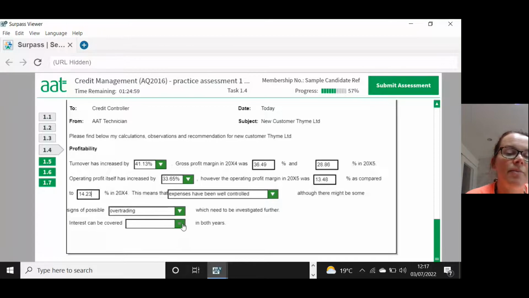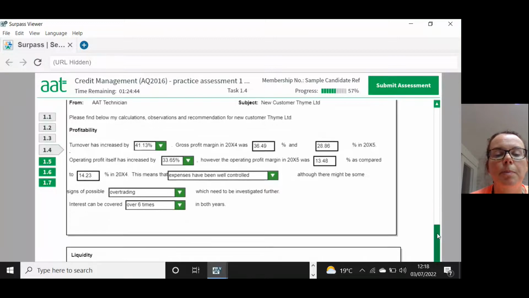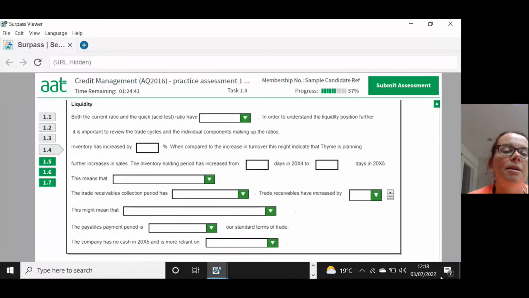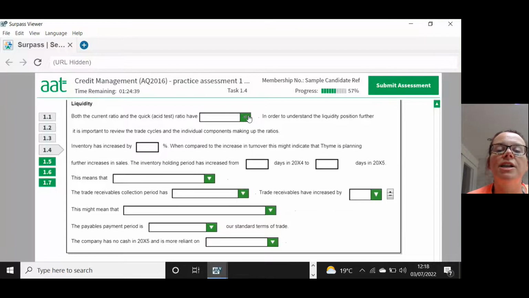Interest can be covered. So interest cover calculation: operating profit divided by interest. If we do that for both years, we get 6 point something, so over 6 times in both years. Liquidity. Both the current ratio and the quick ratio have deteriorated. I got the current ratio as 1.4 compared with 1.6 in the previous year. And then the quick ratio, I've got 0.8 compared with 0.95 in the previous year, so it has deteriorated.